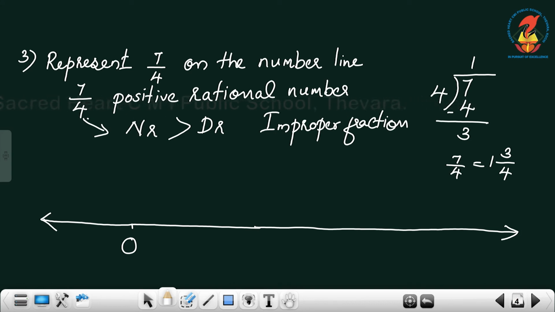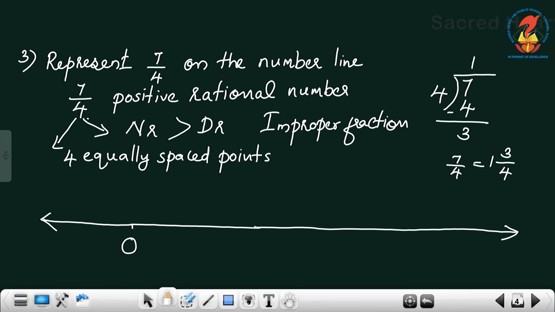Look at the denominator. The denominator is 4. Therefore, how many equally spaced points do you have to put first of all? Yes, 4 equally spaced points. That means the distance between two consecutive points should be the same, say 1 centimeter. First point, second point, third point, fourth point. Now the first part we can take as 4 equal parts. Out of these 4 equal parts, this one will be the first part, 1 by 4.